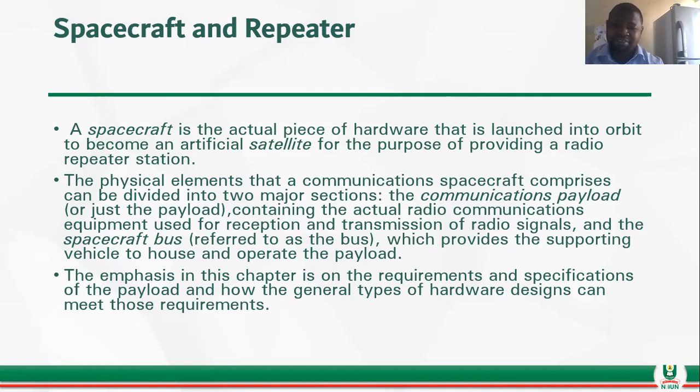The physical elements that the communication spacecraft comprises can be divided into two major sections. The first one is the communications payload. The second one is the spacecraft bus. The emphasis in this chapter is on the requirements and specification of the payload and how the general types of hardware designs can meet those requirements. Hope we are together.